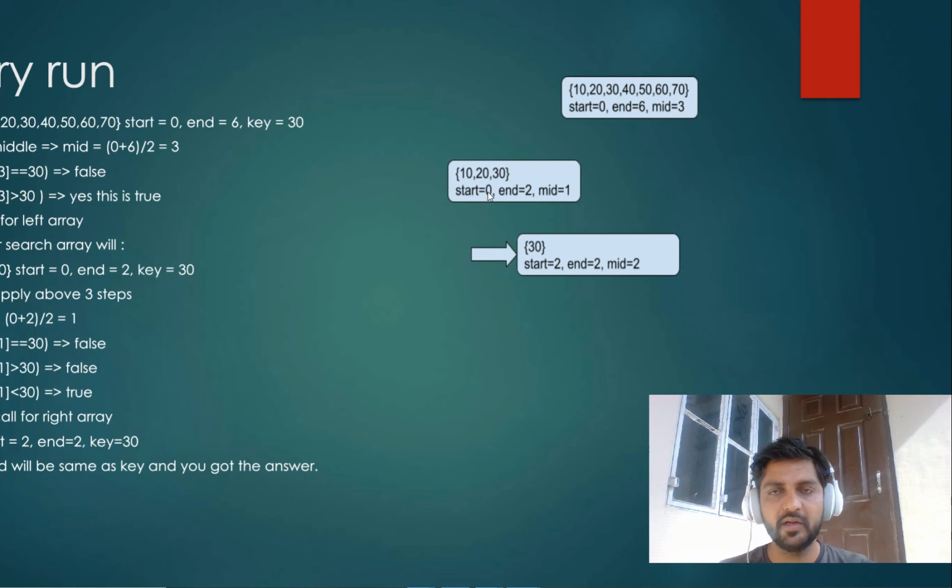Just calculate middle, which is 0 plus 2 divided by 2, which is 1. So just compare the array of 1 with the 30. It is smaller than the 30, so we'll go for the right side. Now start and end both are same, mid is also same, so we got the answer. This is the simplest approach I can say.